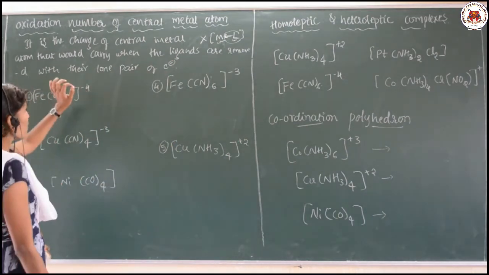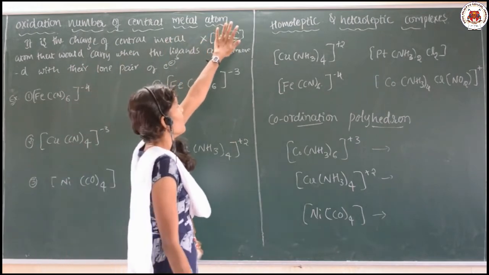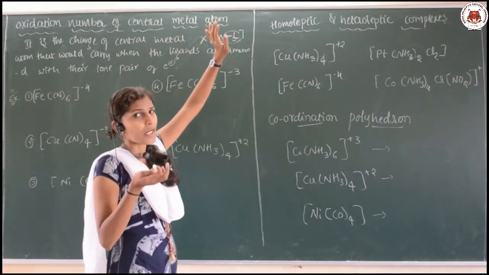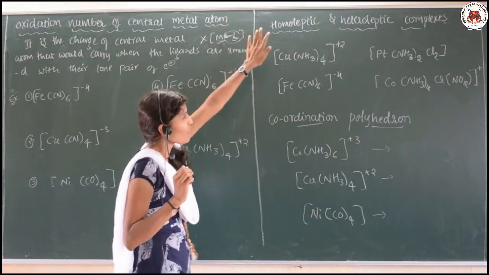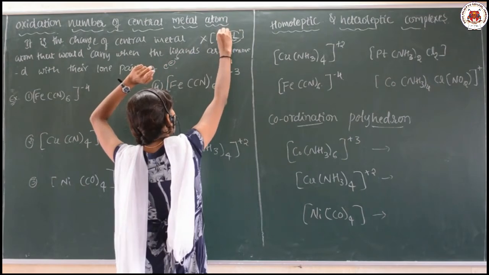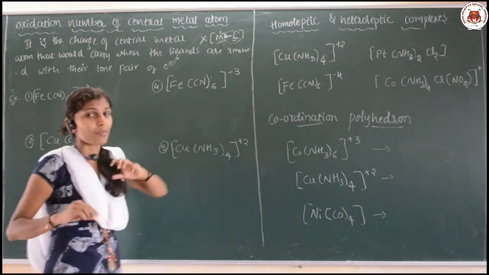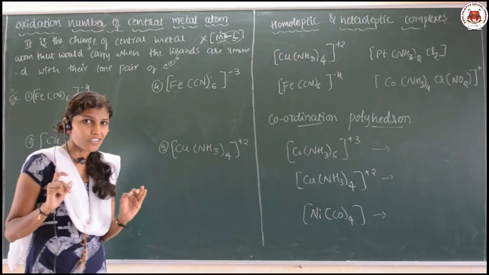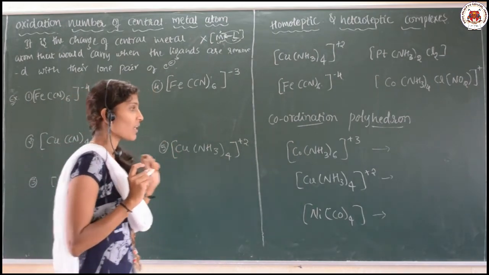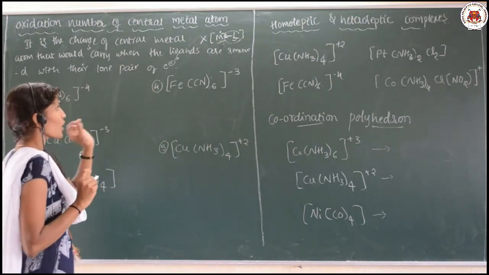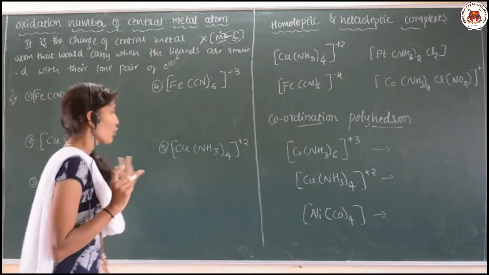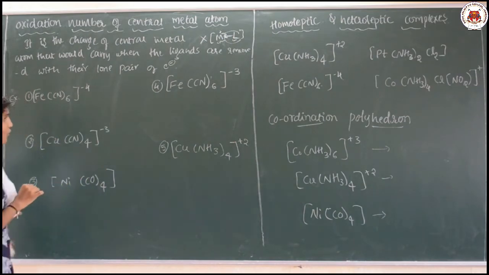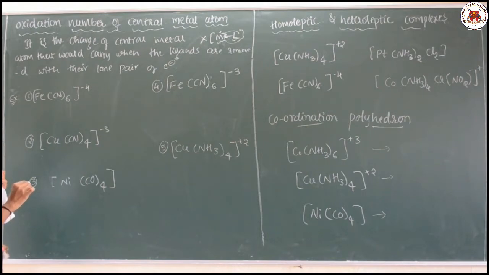Suppose I am removing the ligand, which itself is going to donate a lone pair of electrons. If the ligand along with its lone pair of electrons is removed, the charge which is carried by the central metal atom is what we call the oxidation number of the central metal atom. It is very important, you need to know how to calculate it. See here, I have written a few examples where you can find out the oxidation number of the central metal atom.